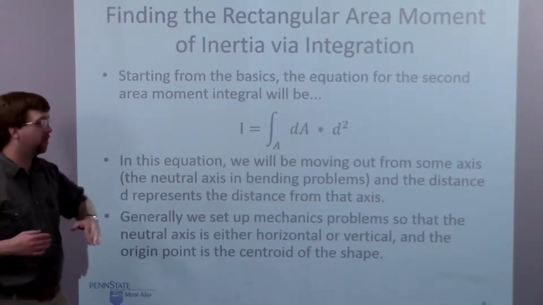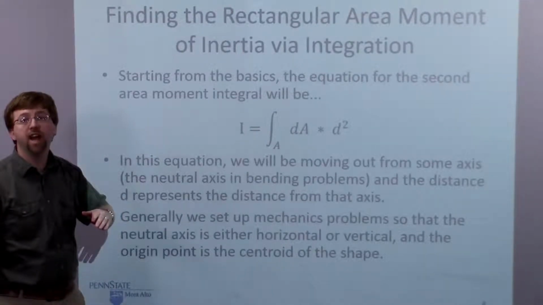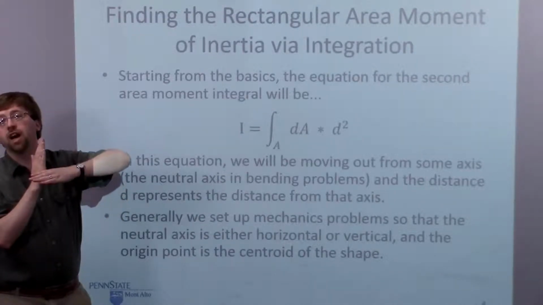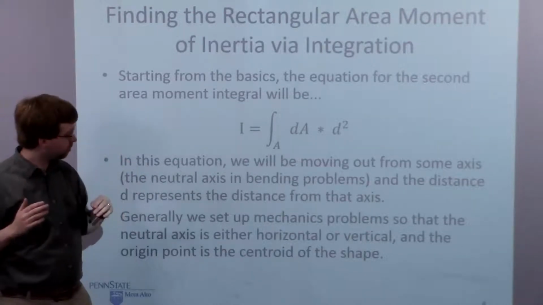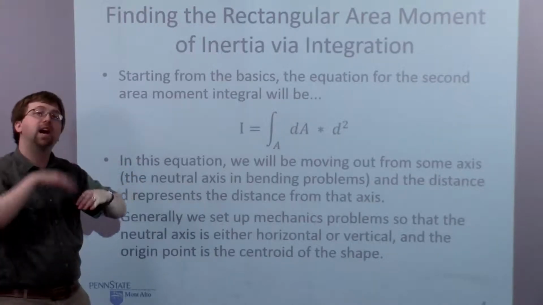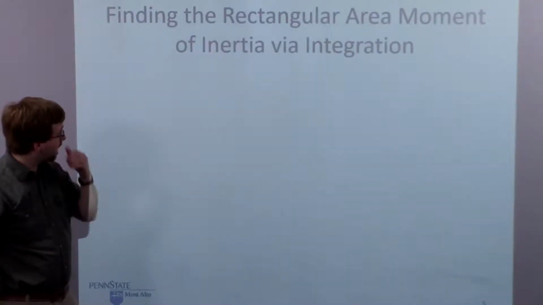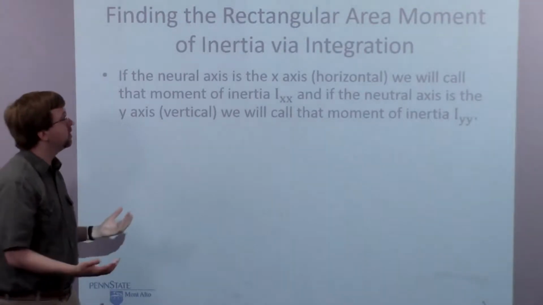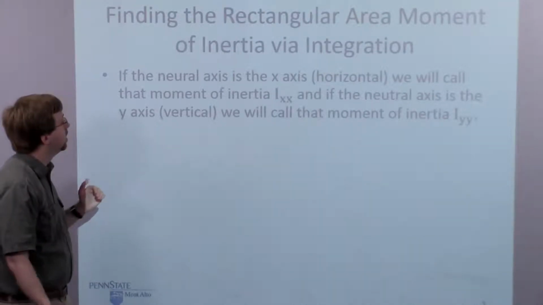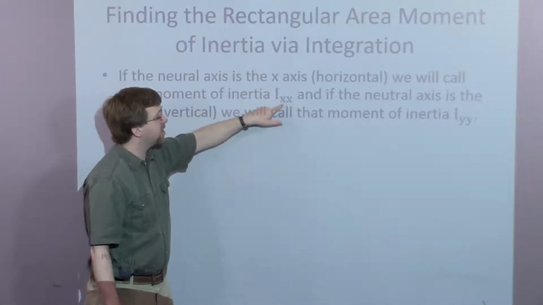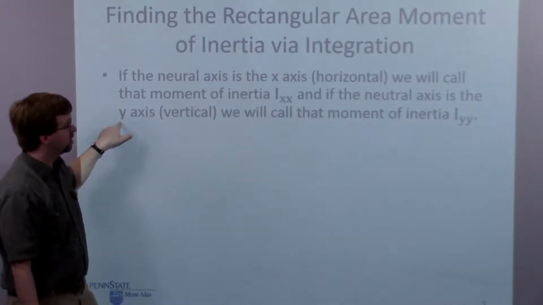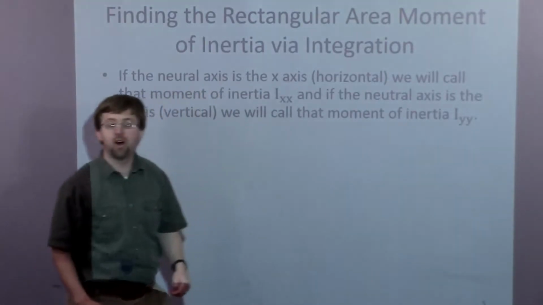And generally we set it up so that we have the shape that we're looking at. The centroid of that shape will be the point where the neutral axis and the x and y directions come together. And we put the origin point at the centroid. X-axis goes horizontal, y-axis goes vertical. All right, so when we do that, we're going to have two different axes. So if the neutral axis is the x-axis, the horizontal axis, we're going to call that moment of inertia Ixx, or the moment of inertia about the x-axis. And for the y-axis, or the vertical axis, we're going to call it Iyy.